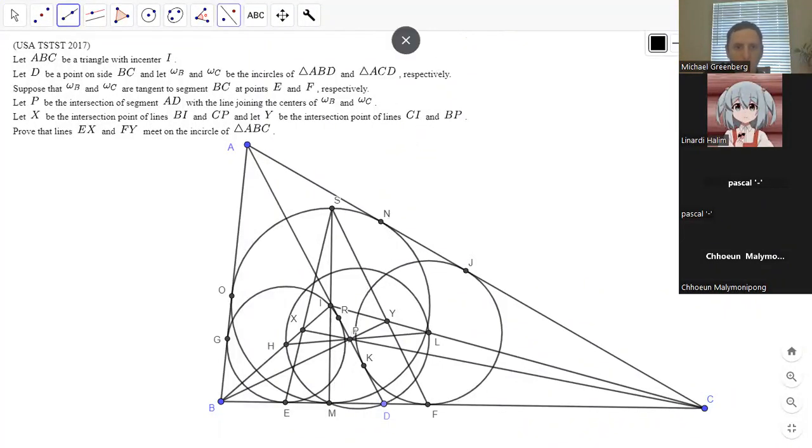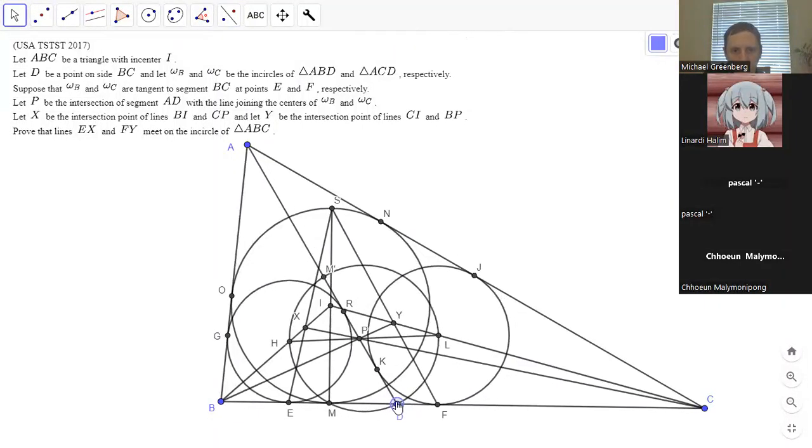Let me try something. I reflect M across HL. Oh, so it looks like AD intersects this circle at the reflection of M over HL. So basically, that would mean HL bisects angle APM. So maybe we could prove that. I feel like that gives us some good information.